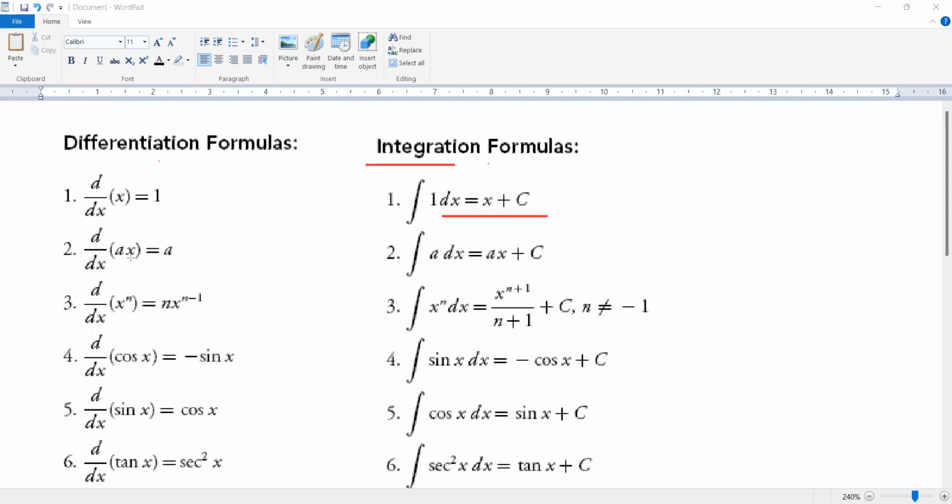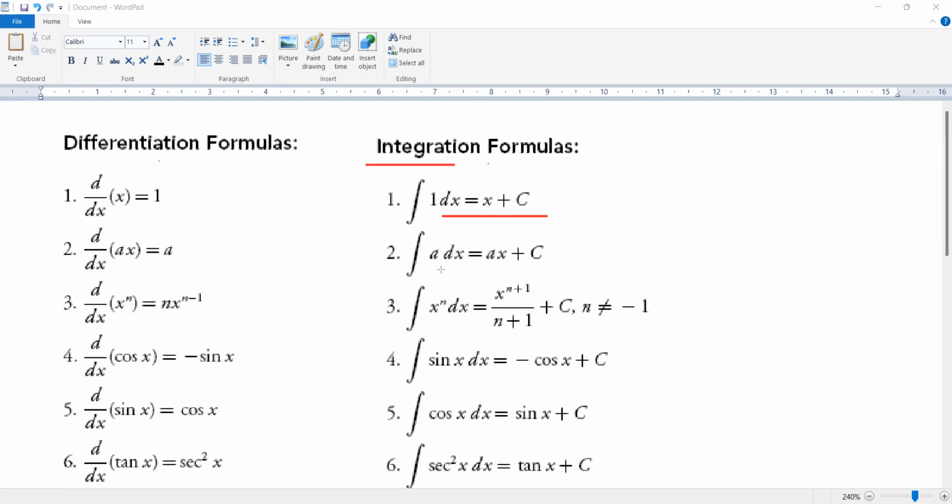Derivative of a into x with respect to x. A is constant, a is outside the derivative. And derivative of x with respect to x is 1. A into 1 is a. Derivative of a into x with respect to x is a, because derivative of x with respect to x is 1.